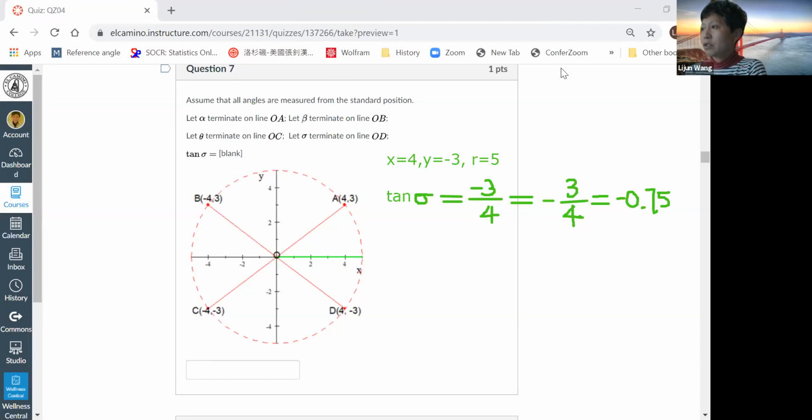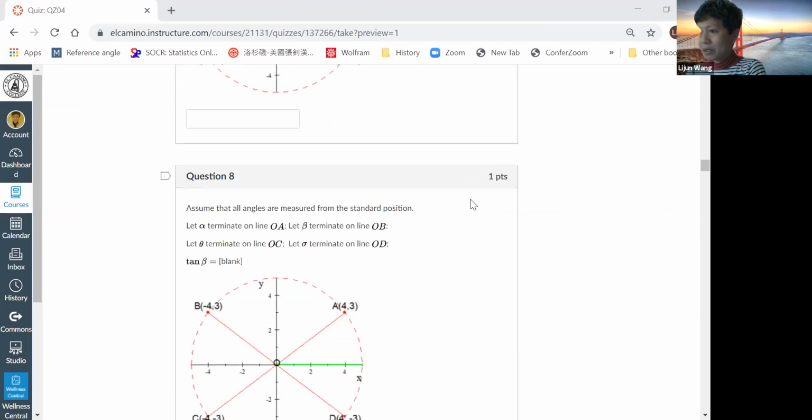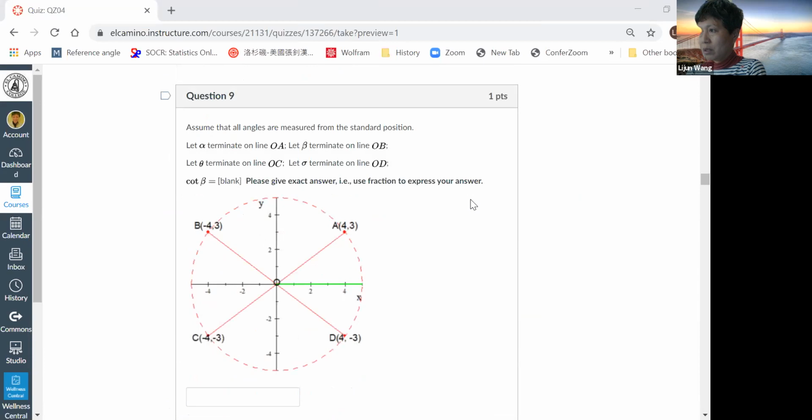Okay, let's look at one last scenario. Let's get a cotangent. Okay, cotangent beta. Beta corresponds to the angle of OB. So you apply the definition, right? So we have x equals -4, y equals 3. We don't need r.